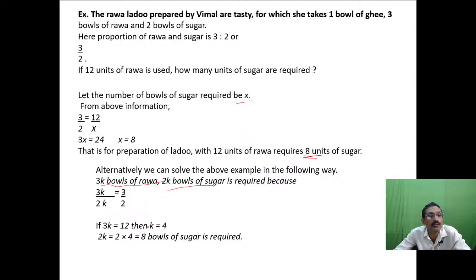k will be 4, because here you see 3 is multiplied with k, and when this 3 comes to the other side, it becomes division. So we get k is equal to 4. So we got the value of k. Now we can substitute the value of k here. 2k is equal to 2 into 4, which is equal to 8 bowls of sugar. That means we require 8 bowls of sugar.